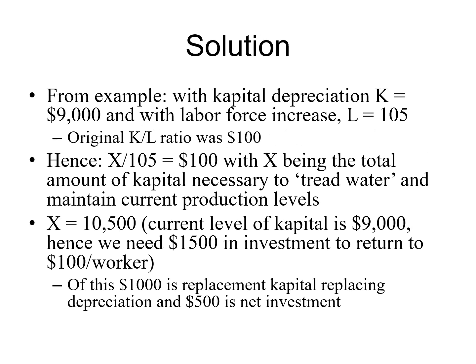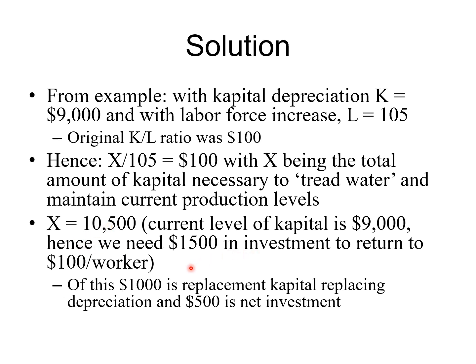And I explain that here, okay? From the example, with capital depreciation, we've dropped the capital level down to 9,000. Labor force increase, okay? Laborers have gone up to 105. Our original capital labor was $100. So we apply some 6th grade algebra, and we say, okay, the level of capital we need divided by 105 has to be $100, okay? And that will keep us even. That will be the tread water point. That will restore us to $100 per worker, okay? So we need 10,500. Hence, we need 1,500.